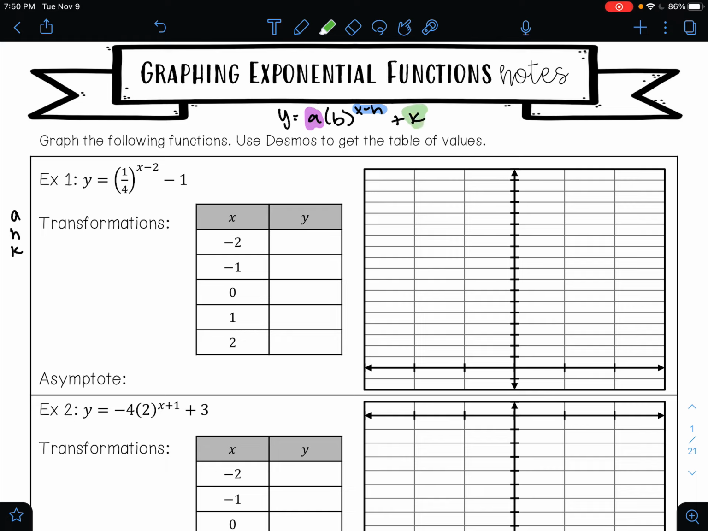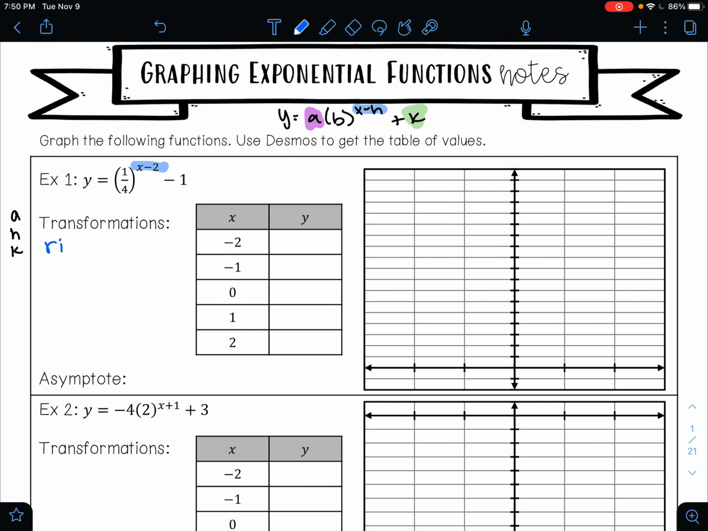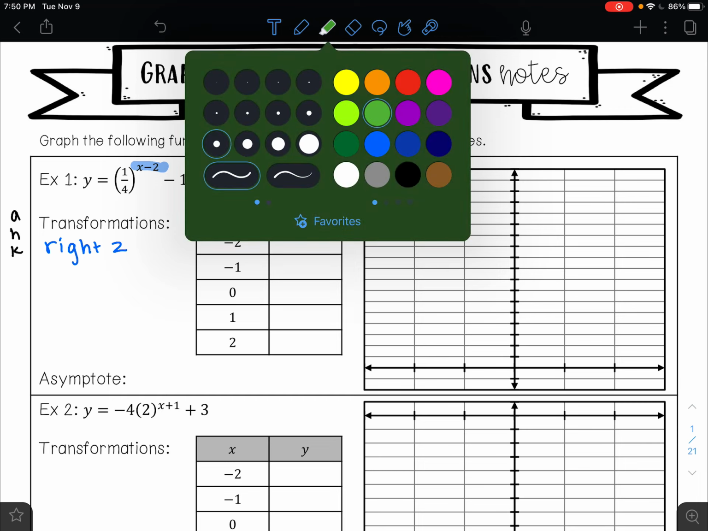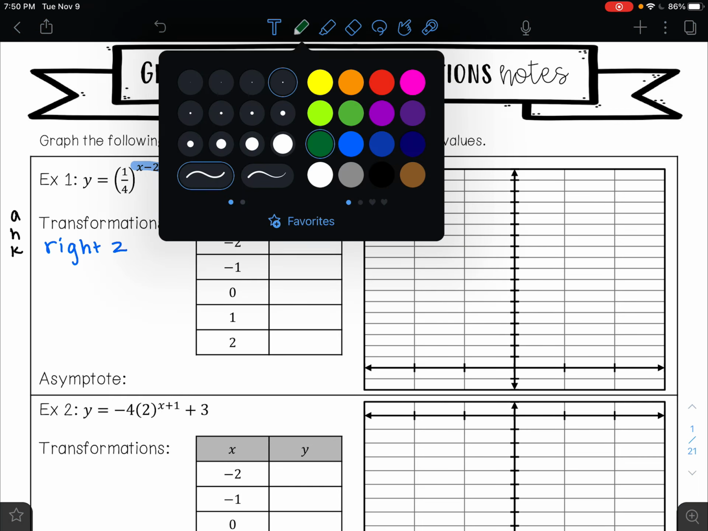So when I look at example 1, I do not have an A value because I do not have a coefficient out here in front of the parentheses. I do have an H value. X minus 2 tells me that this is going right 2 units. And then this minus 1 on the end is telling me that we are going down 1 unit.